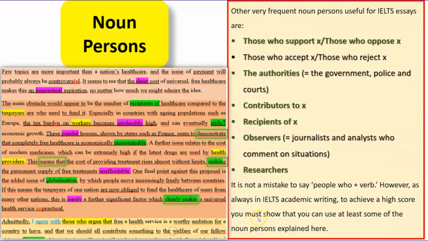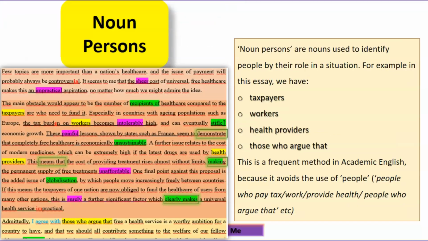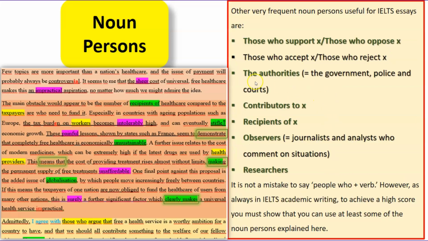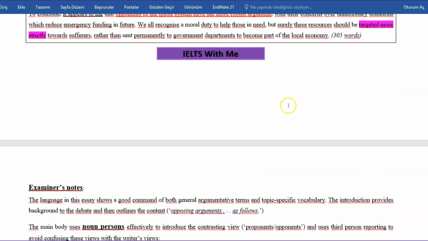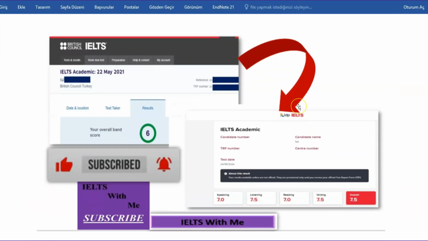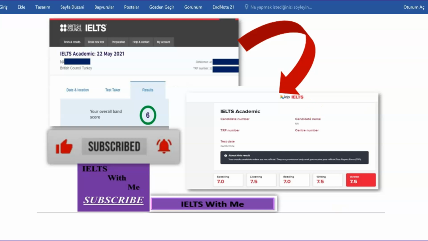And I want to say that please use many more noun persons, such as those who support, those who oppose, the authorities, contributors to X factor, recipients of funds, recipients of aid, observers, researchers, and so on. Okay, these are important techniques to use in your IELTS essay.